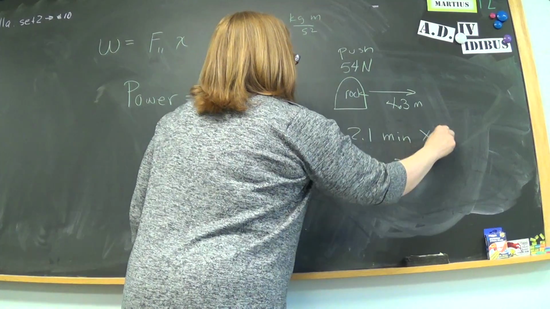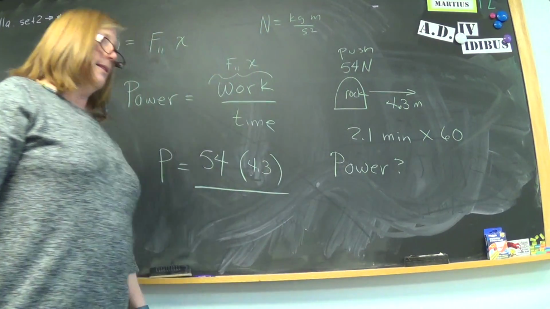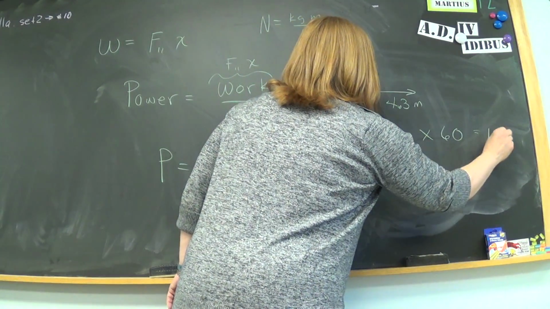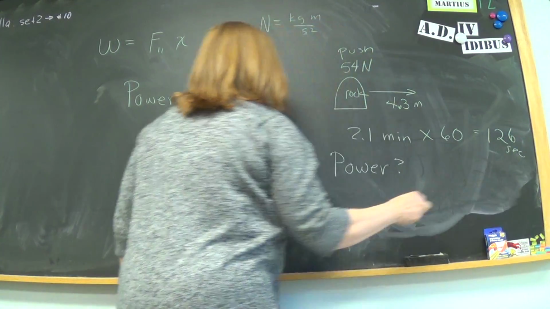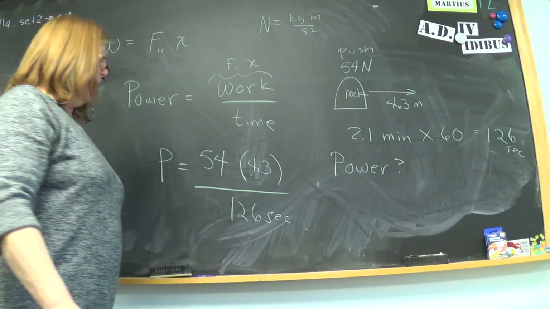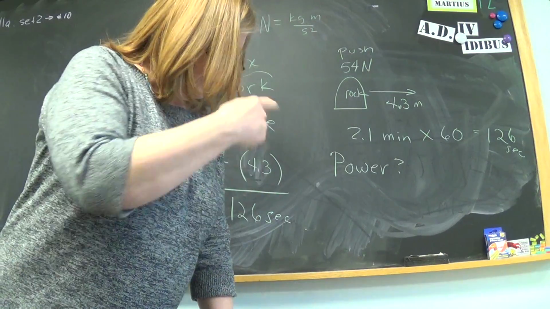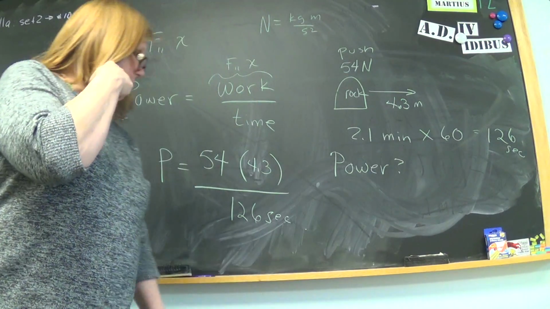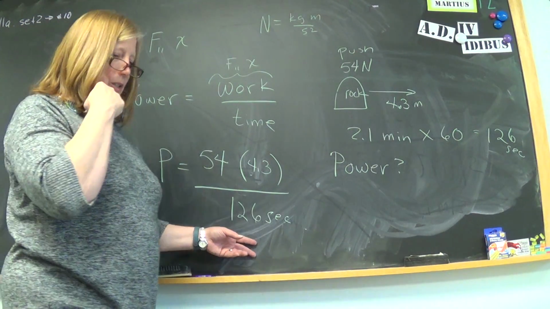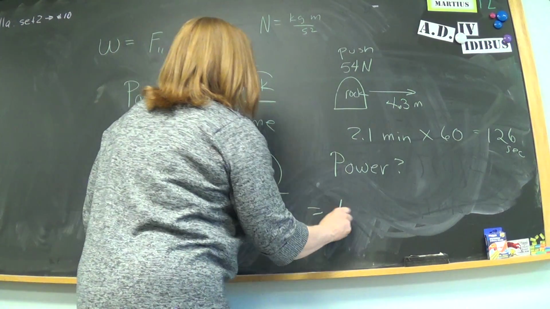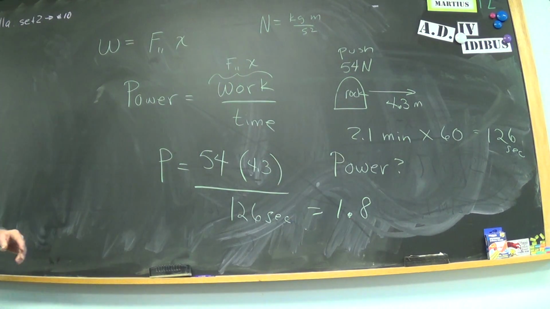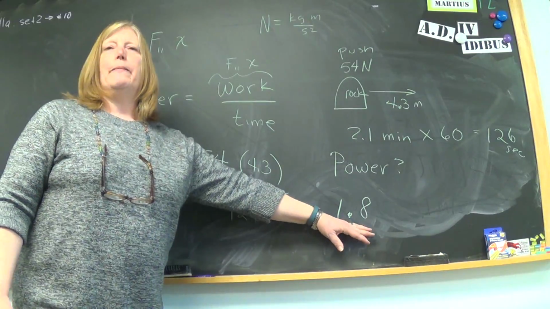So someone get me 2.1 times 60. 126. Sounds right. And that's seconds. So make sure you work in appropriate units. Someone give me the power. 3.44. 54 times 4.3 divided by 126. It should be smaller. I got 1.8. I know what I did. Okay. Never mind. 1.8. What is the unit for power?